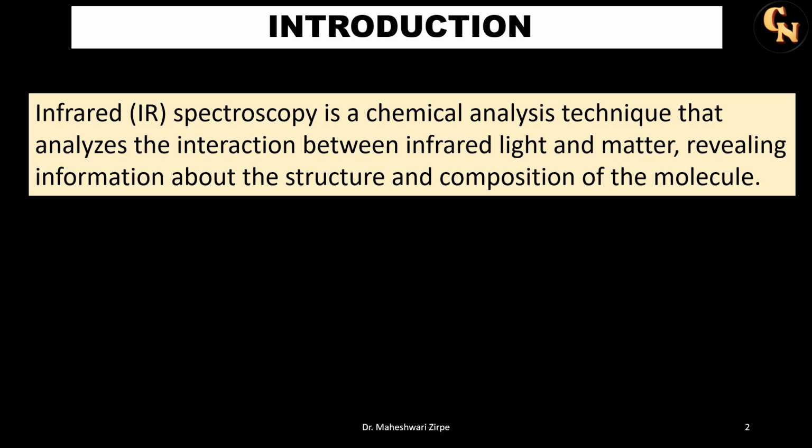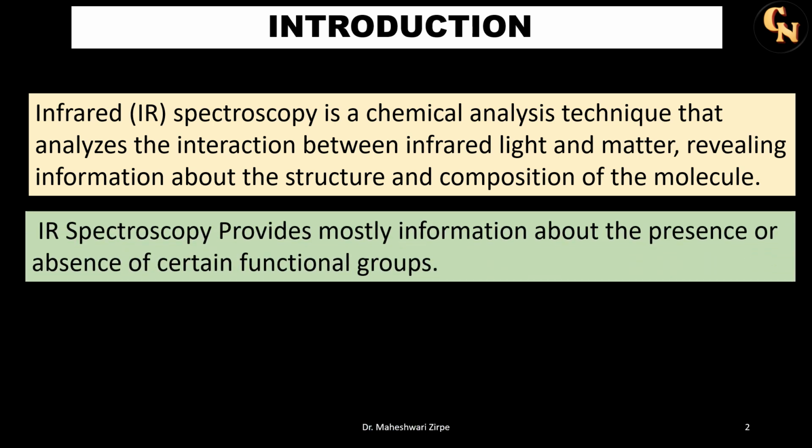It is used for chemical analysis that analyzes the interaction between the IR radiation and the matter or your molecule. And using IR, we can reveal information about the structure and the composition of the molecule. Now, IR spectroscopy basically provides you the most important information about the presence of functional groups, whether the functional groups are present or whether they are absent.